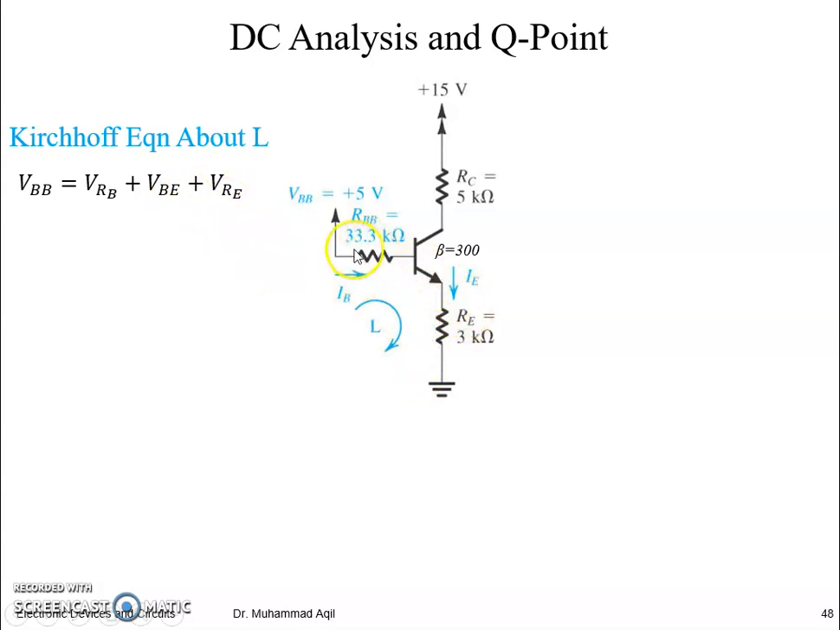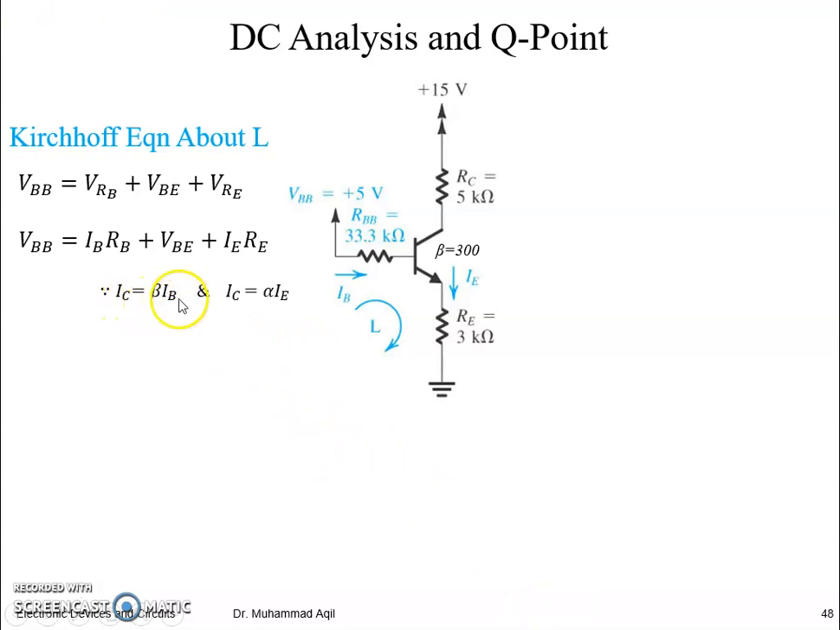And by using Ohm's law, we can write IBRB instead of VRB and IERE instead of VRE. Notice that the current within this loop will be the base current, but the current here within this loop will be IE. So it's okay because we already know that the loop current through a resistance which is common to the other loop can have both currents, I1 and I2, that we have done in our intermediate education.